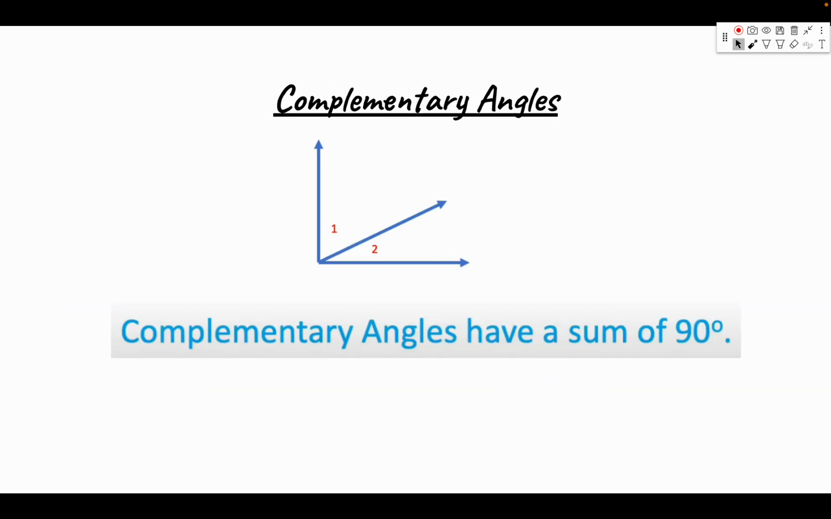Complementary angles are angles that have a sum of 90. Sum is referring to adding. So when we add two angles and it totals 90 degrees, they are complementary. A lot of times you'll see a little box in the corner indicating a 90-degree angle, telling us that angle 1 plus angle 2 is going to equal 90 degrees.